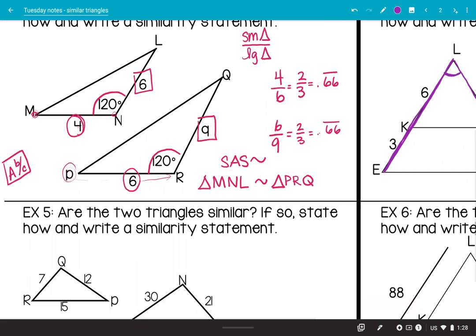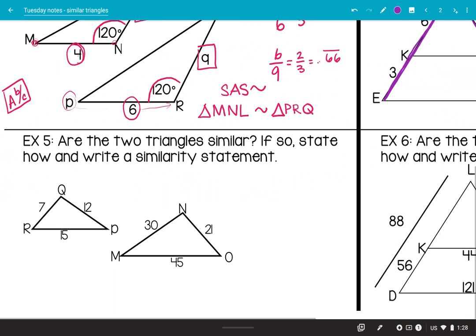All right, last two. Okay, and if we look at these, we have no angles. No angles are given to us. No vertical angles, no alternate interior, exterior, anything like that, or corresponding. All that we're given is three sides. So I'm thinking it's going to be SSS similarity. We just need to prove it.